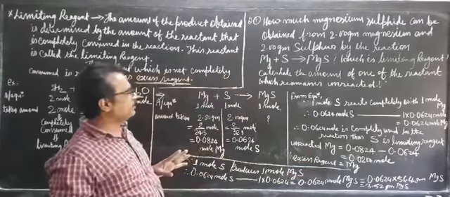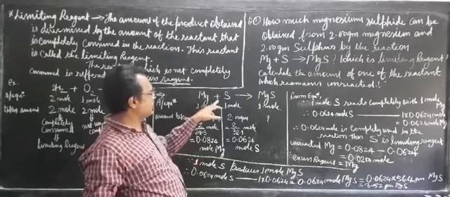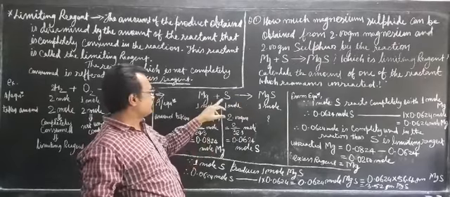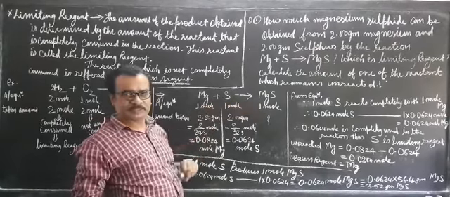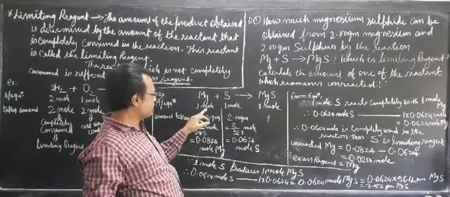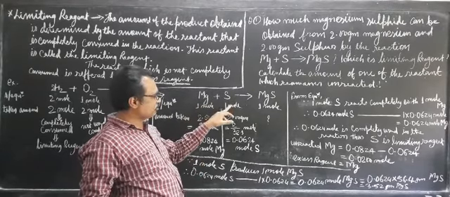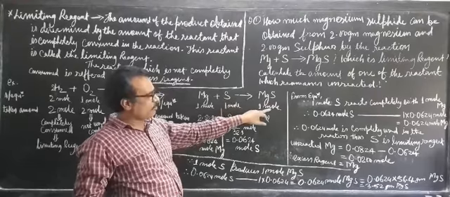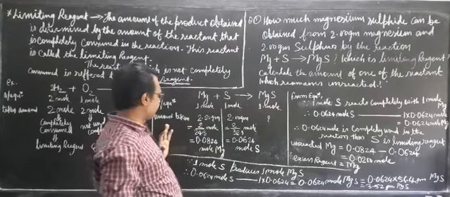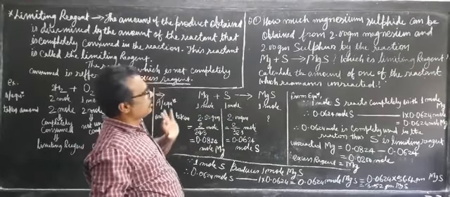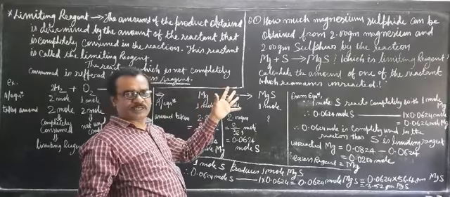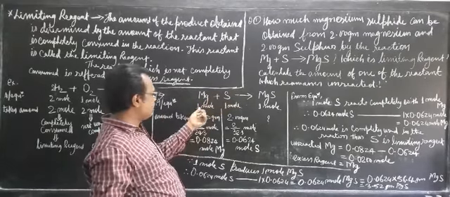So first of all, you write the balanced chemical reaction. Magnesium reacts with sulfur and gives you magnesium sulfide. According to the equation, 1 mole of magnesium reacts with 1 mole of sulfur and gives you 1 mole of magnesium sulfide. Now what is the amount taken during the chemical reaction? Requirement is 1:1.